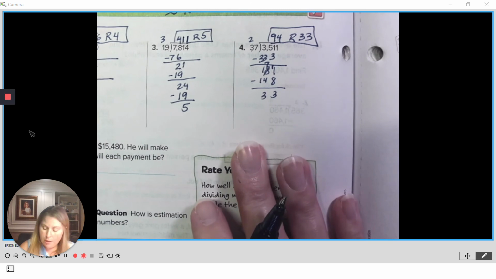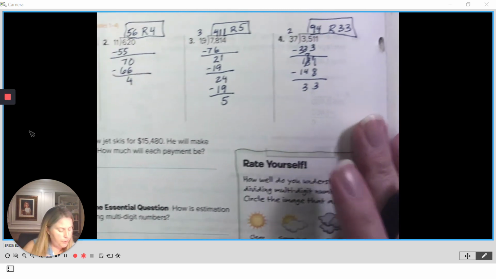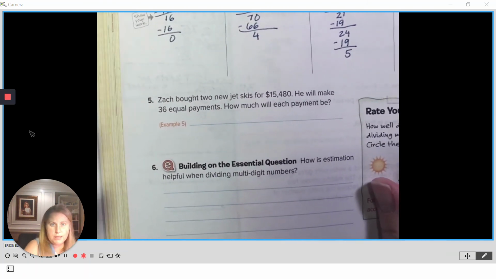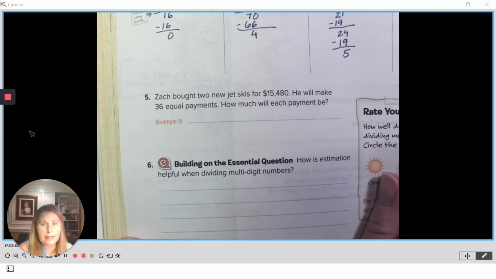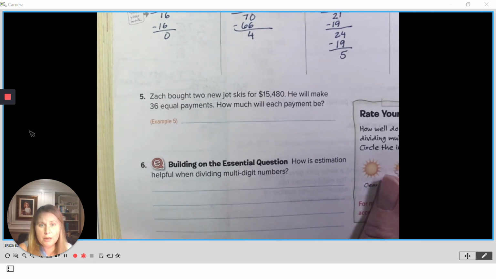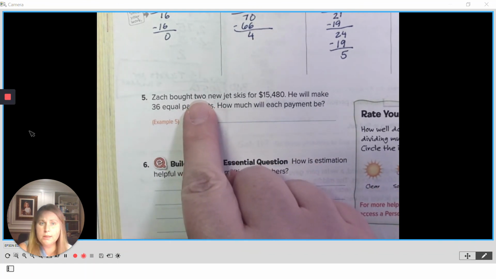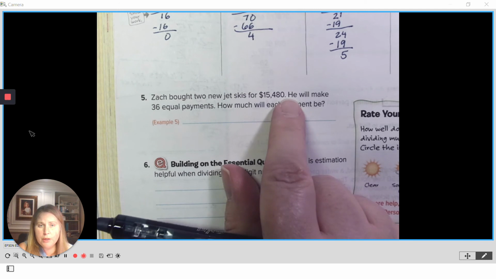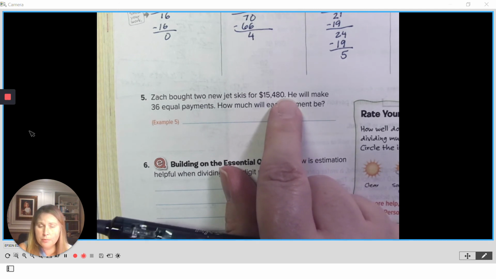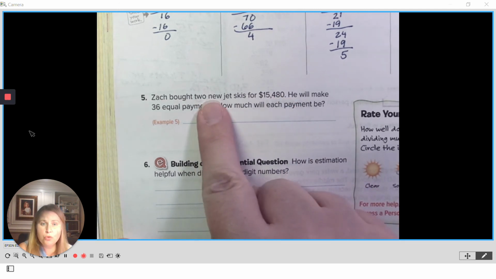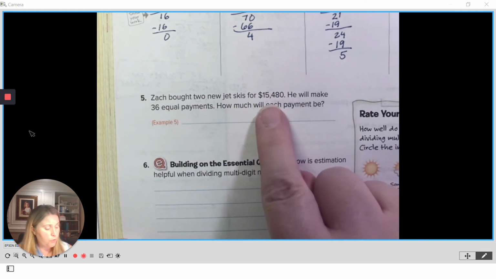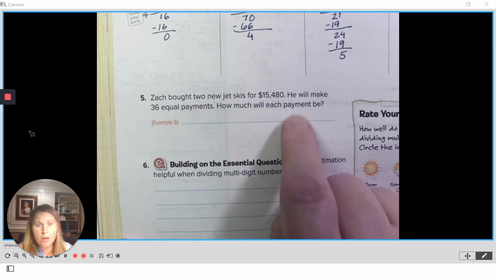Okay, and let's do a word problem. Zach bought 2 new jet skis for $15,480. And when we have word problems, when we see numbers, we want to consider how they fit into the equation. It doesn't say they were $15,480 each or per jet ski. It says 2 for $15,480. So he got both of those jet skis for the $15,480.